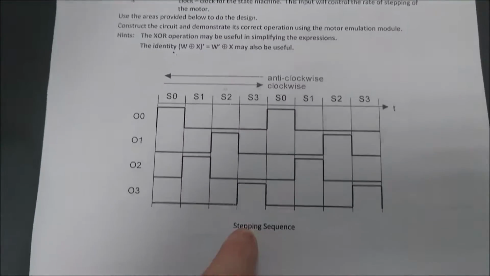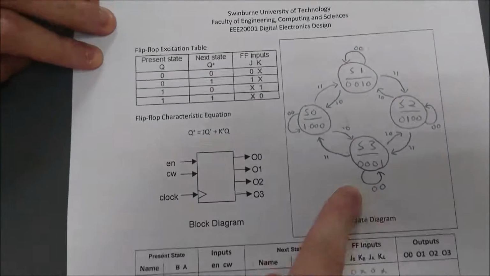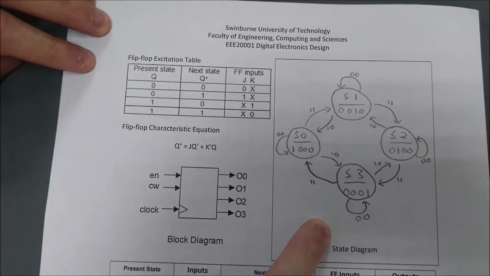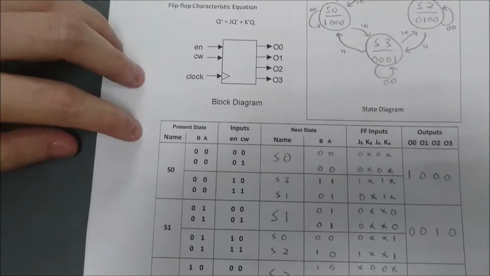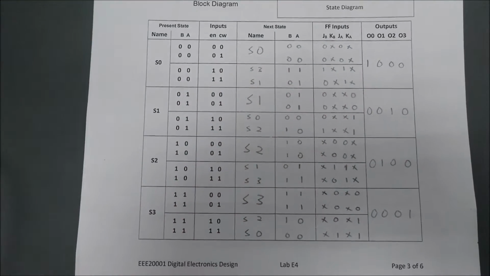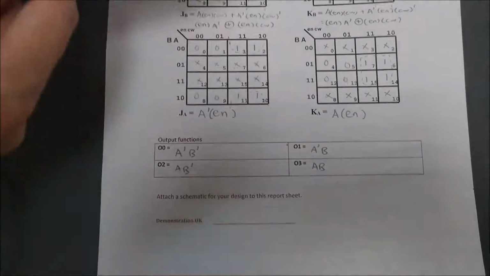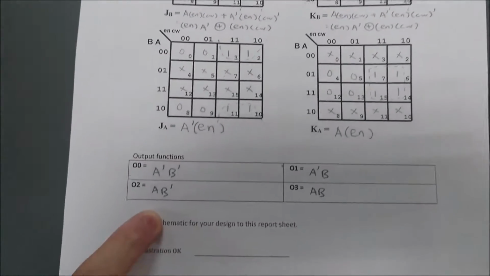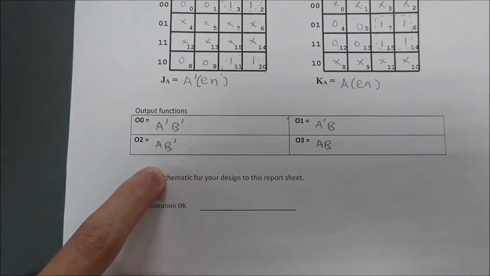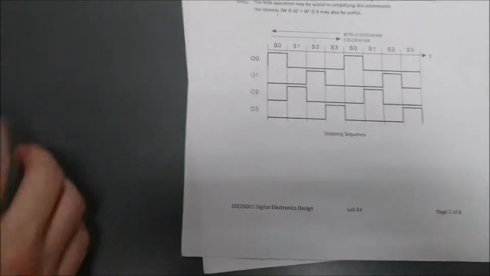So this one is a stepping sequence for the motor controller, and this one is the step diagram for the stepper machine, and this one is a step table, and then finally this is a K-map, and here are the output functions for the respective outputs. And now let's look at the circuit.